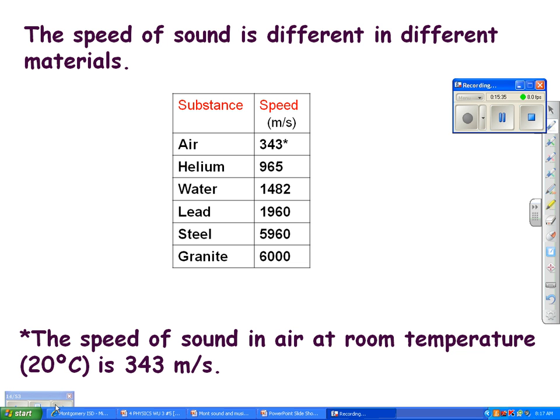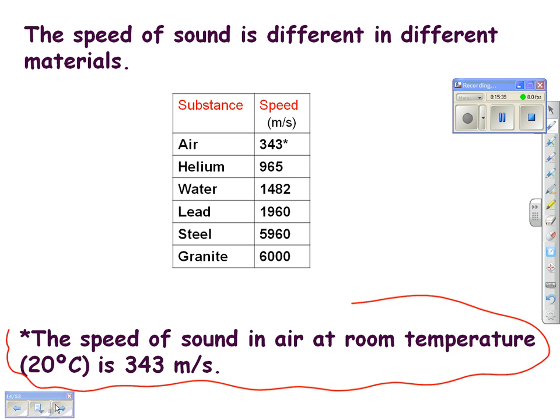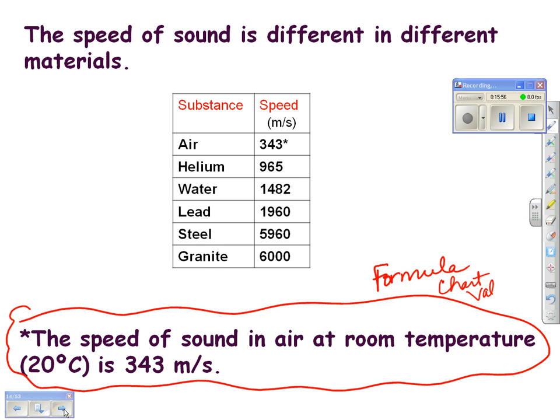Okay, it is 343 meters per second at 20 degrees Celsius. This right here is what is on your formula chart. The formula chart has that value for you given. We good?